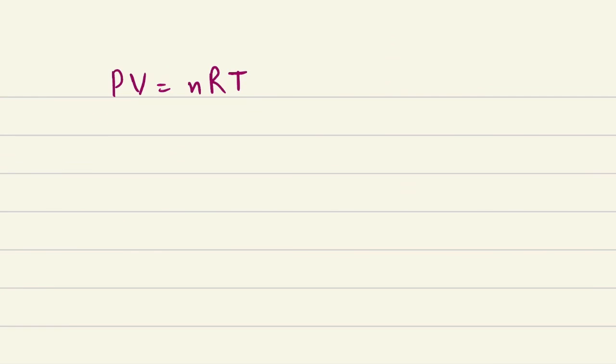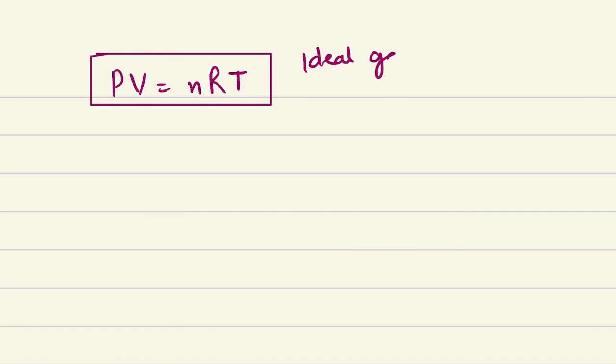Now let's try to understand this entire equation. This equation, which is PV is equal to nRT, is called the ideal gas equation. So any gas which follows this equation is called an ideal gas.